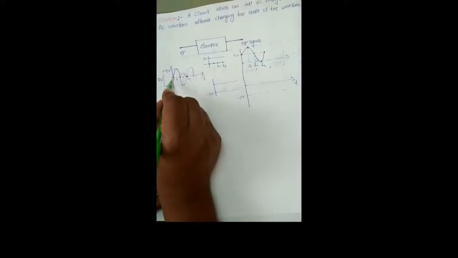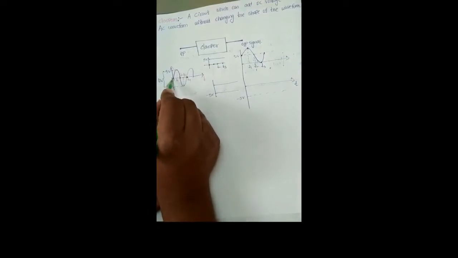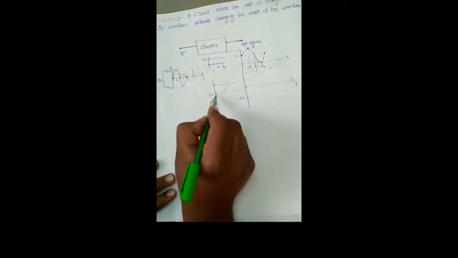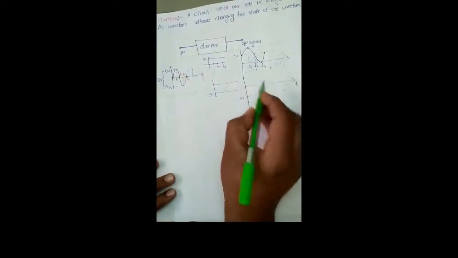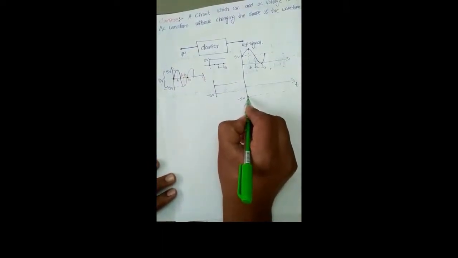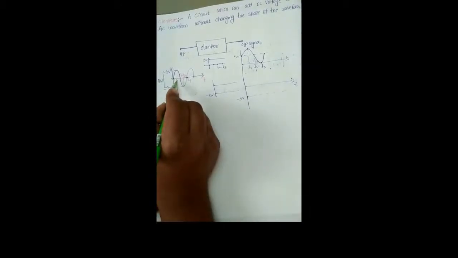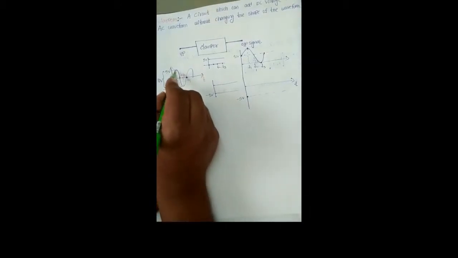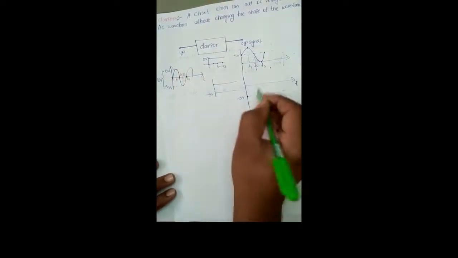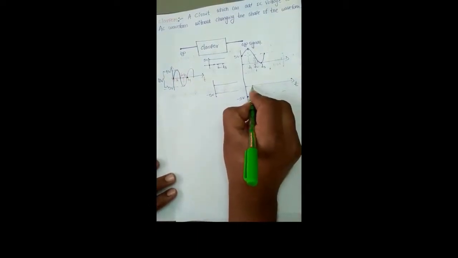At t equal to 0 instant, the input signal is 0. This 0 is added to this DC voltage, then we get minus 5 volts. This is the minus 5 volts. At t equal to t1 instant, the input signal is 5 volts, and this voltage is added to minus 5 volts, then we get 0 volts. This is t1.